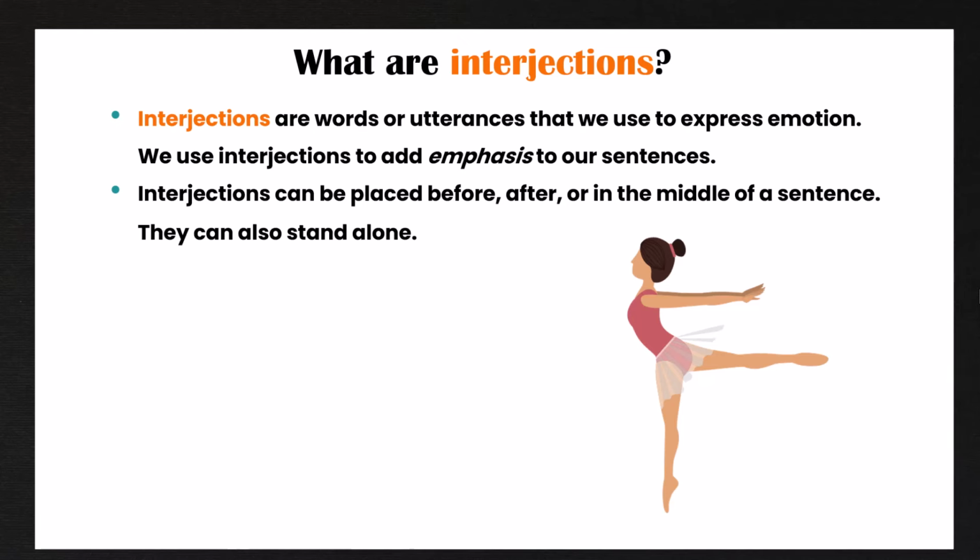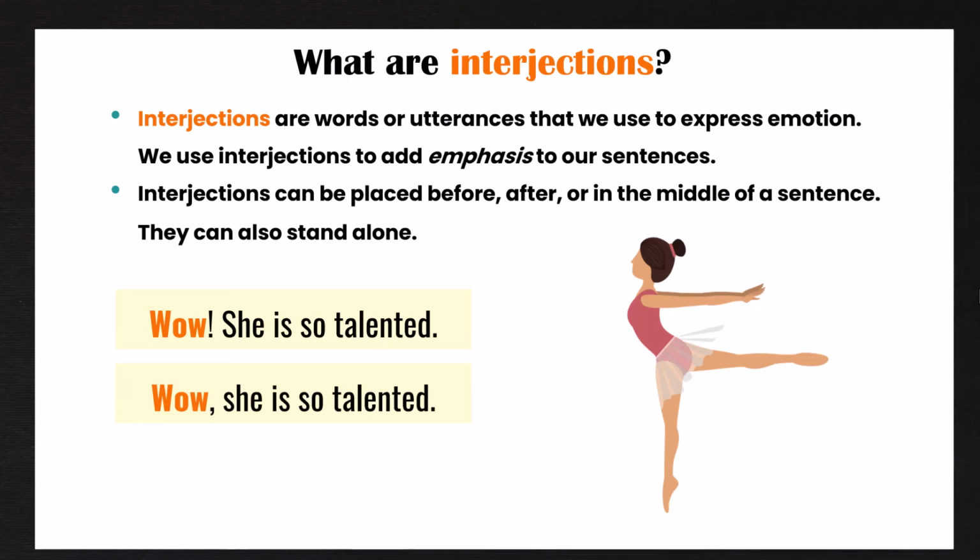Let's compare these 2 sentences. Wow! She is so talented. And wow, she is so talented. In the first example, we have the interjection punctuated by itself with an exclamation mark. And in the second sentence, we have it separated with a comma. They both basically mean the same thing, but when we use an exclamation mark directly after the interjection, it's really giving it a lot of emotion. Wow! She is so talented. Versus, wow, she is so talented. But it's really up to you how you would like to punctuate it, depending on how much emphasis you want to place on the interjection.